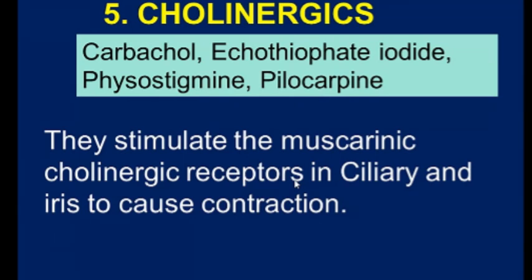So in cases of patients with large pupil size or dilated pupil and narrowed angle or closed angle glaucoma, pilocarpine or these cholinergics are administered to constrict the pupil. So they constrict the pupil by stimulating the muscarinic cholinergic receptors in the ciliary body and iris in order to cause contraction of the muscle responsible for constriction, and the angle for drainage is opened for aqueous humor to drain properly.